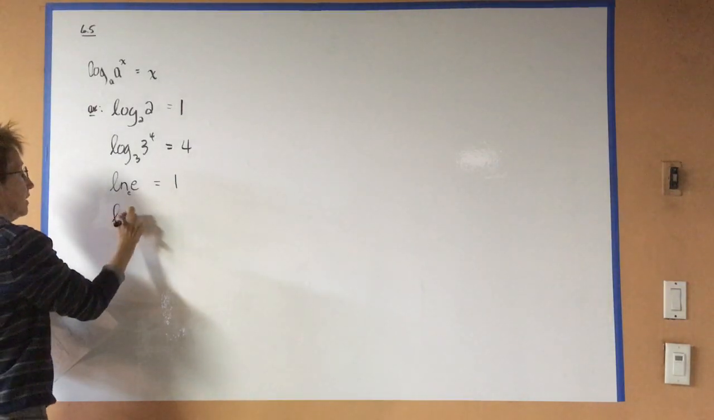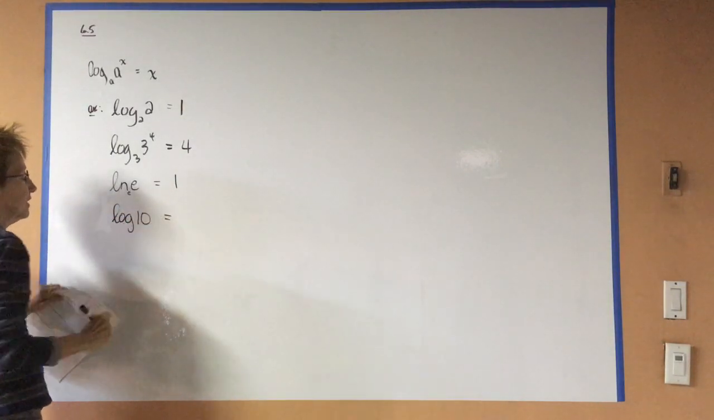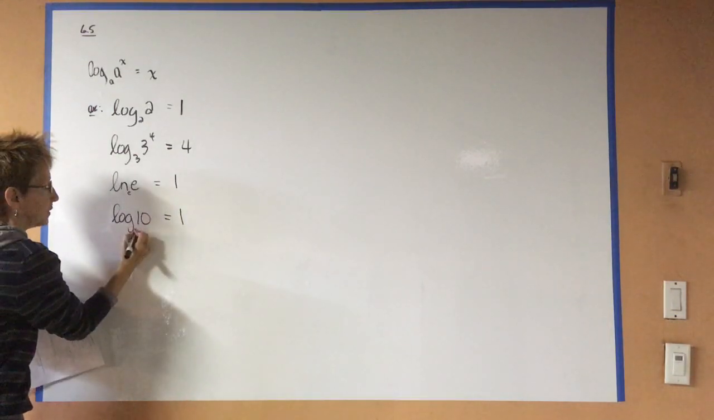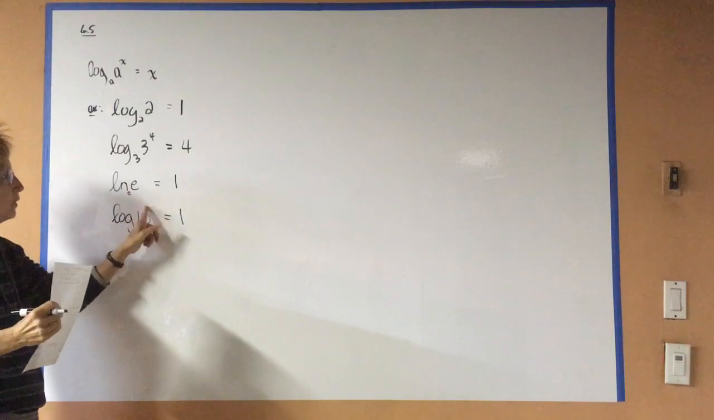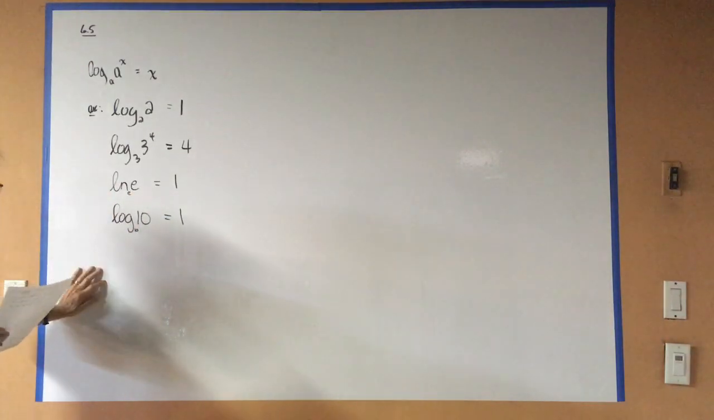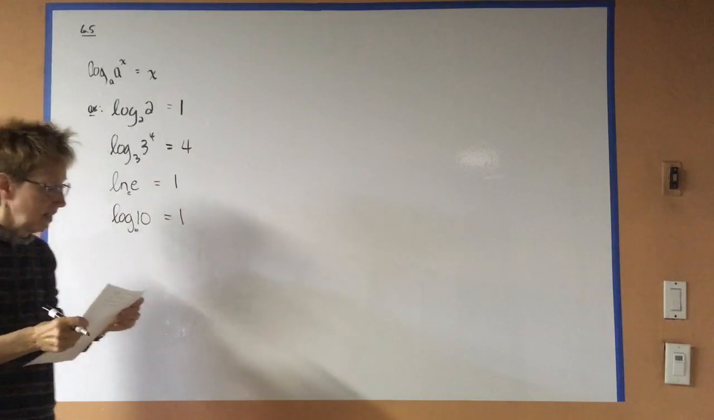Same thing with log of 10 is going to be 1. Again, there's an understood base of 10 here. 10 to the first power equals 10. So these are really nice ones to remember, particularly that ln of e is equal to 1. That gets used a lot.